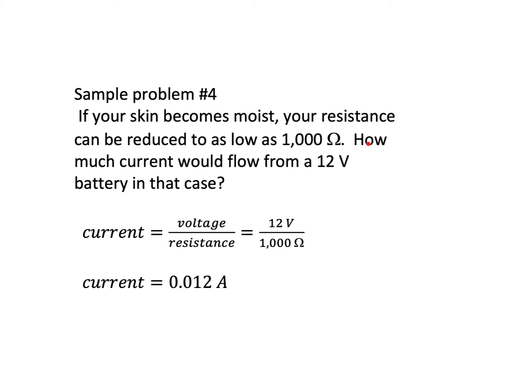And how much current would flow then? Well, it's the same formula, voltage divided by resistance, but here we're dividing by 1,000 ohms instead of 100,000 ohms, and the answer is quite a lot bigger. And this is actually enough to shock you. It would not be a pleasant experience to touch the opposite ends of a car battery when you're wet.